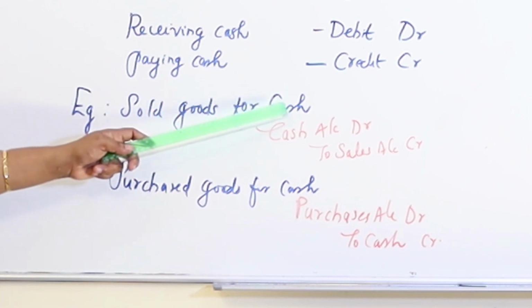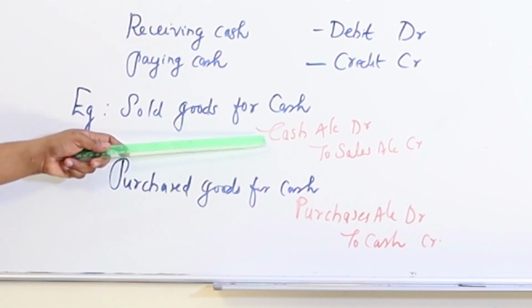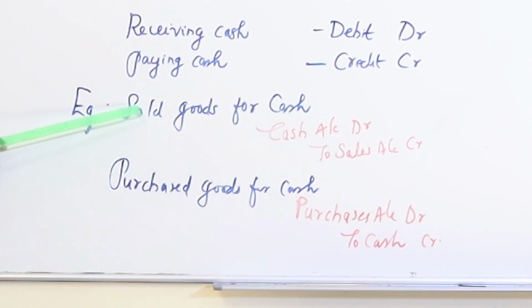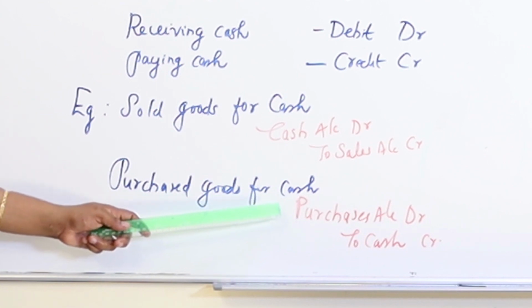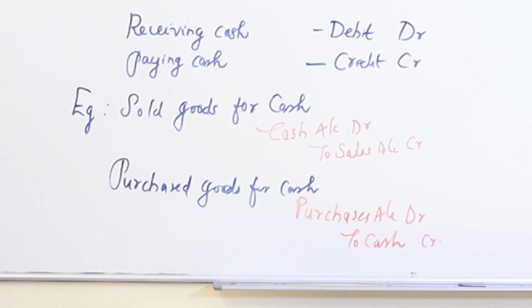Sold goods for cash means cash is coming inside the business. We are receiving cash, so we have to debit it, and sales we have to credit it because it is income. All income we have to credit it. Then purchased goods for cash. That is purchase account we have to debit.